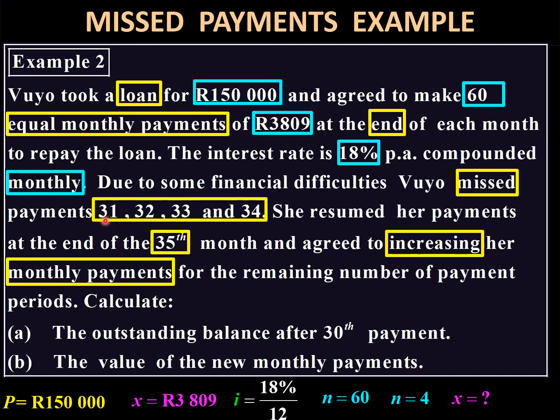So you can see she missed 31, 32, 33, and 34. So then she resumes again at the end of the 35th. So there's 4 payments that she missed, right? But she agrees to increase her monthly payments for the remaining number of payments, right? And what do we mean by the remaining number? When we answer these questions, we're going to look at that again.